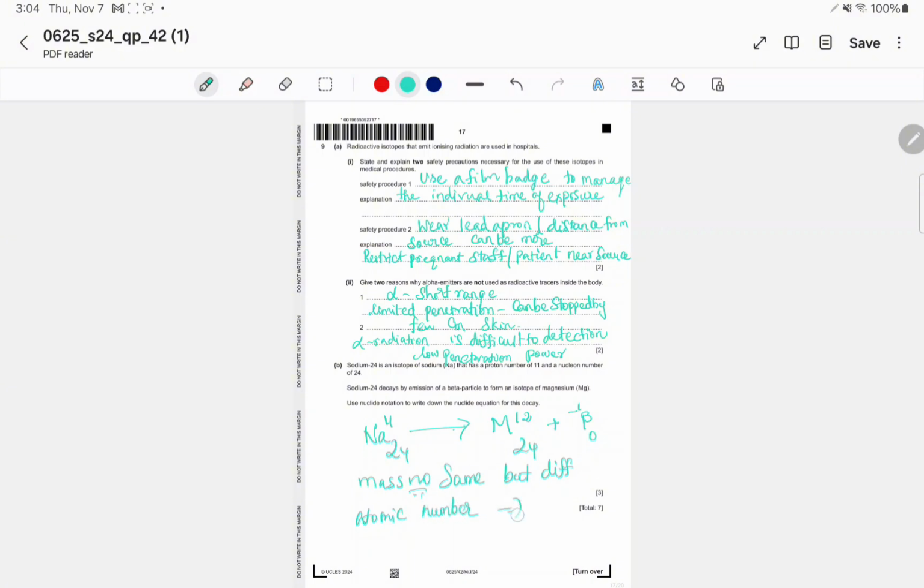They are known as isobars. Okay, this is also a data. Isobars.